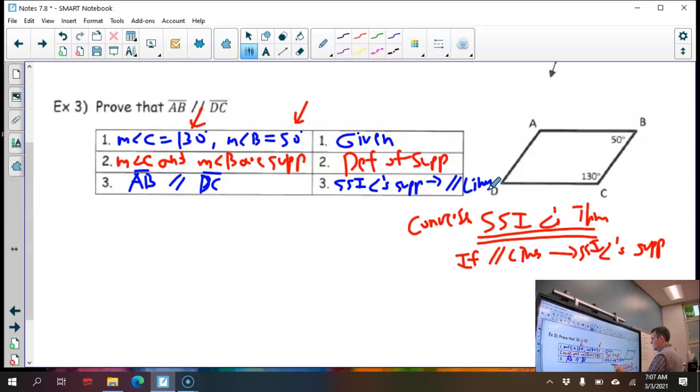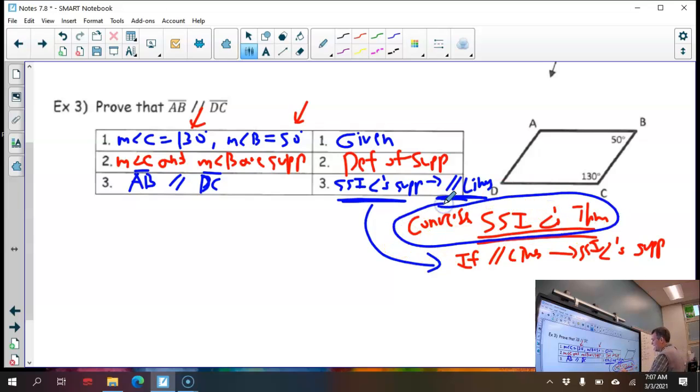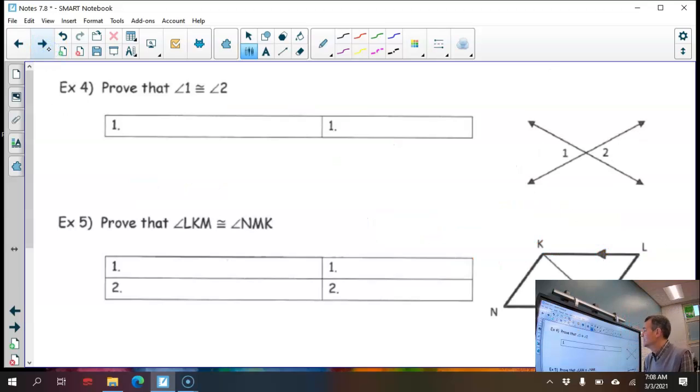All right, and all I've done here is switch the if and the then. So if you want to write this, if you want to write converse SSI angles theorem, you can, but I like the description better, right? All right, let's move on.